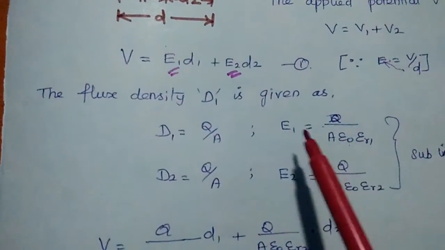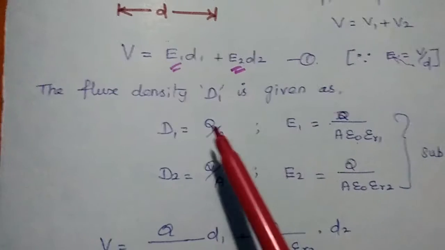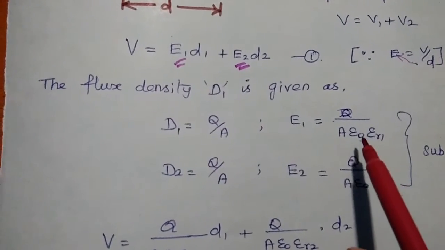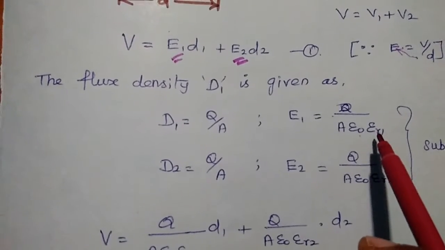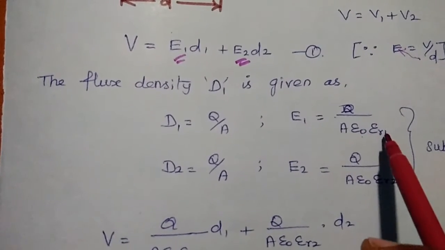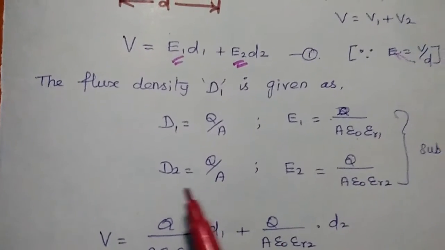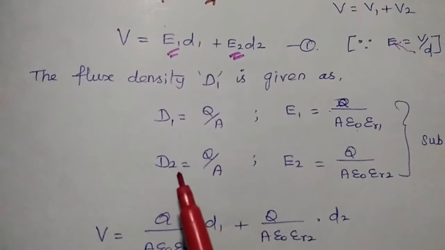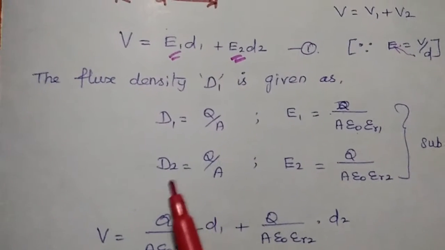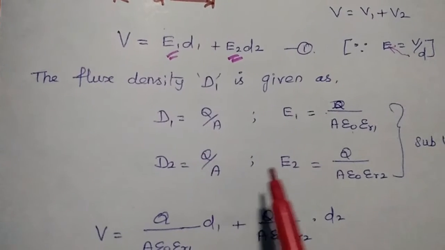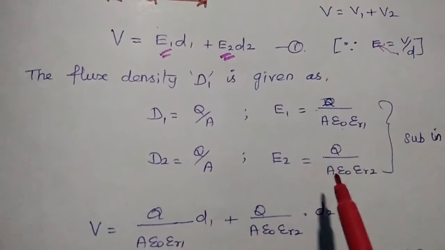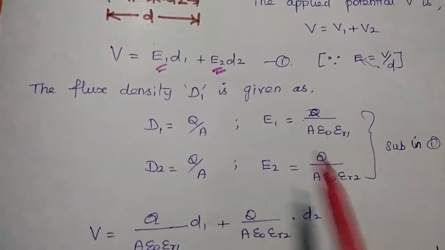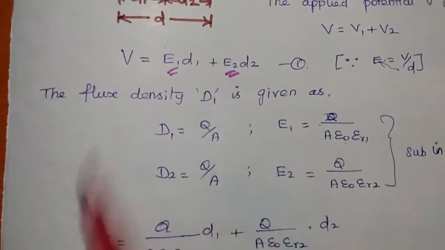So we can write, so E1 is equal to Q divided by A, actually that value, and epsilon can be moved over here. So epsilon is nothing but epsilon naught into epsilon R. This is for the first type of material, so epsilon R1. So similarly for second flux density D2 for dielectric medium epsilon R2. So D2 is equal to Q by A, that is equal to E2 is equal to Q by A epsilon naught into epsilon R2. Now we are going to substitute this E1, E2 value in this equation.